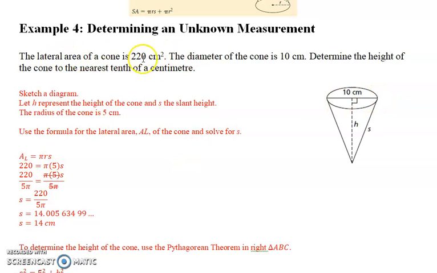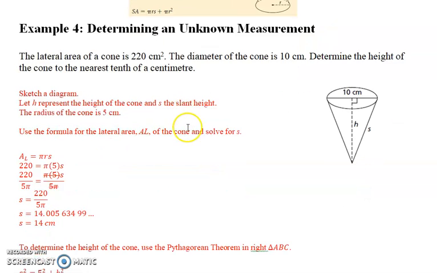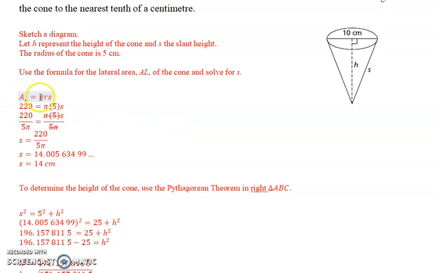But we do know the lateral area of the cone. So the lateral area, as you see up here, is simply pi rs. That's just this part, so we don't need the base. So area of the lateral part is equal to pi rs. We know r, we're looking for s, we know pi. So we divide both sides by 5 pi. So we take the 220, divide it by 5 pi, and we get 14.0056499. So we round that to the nearest centimeter, which will be 14.0 or just 14. So it'll be the same thing. It's okay, right? All right.